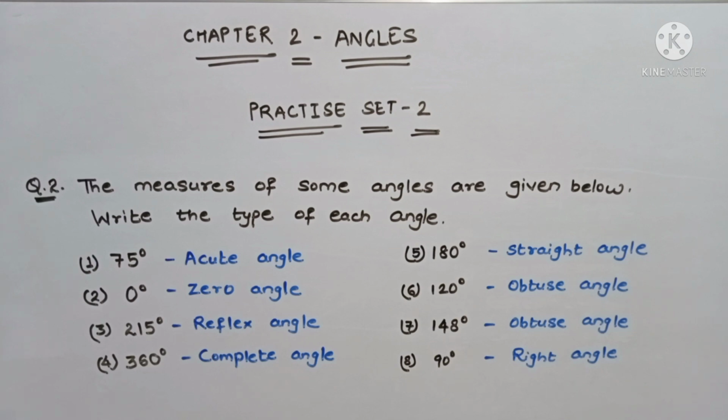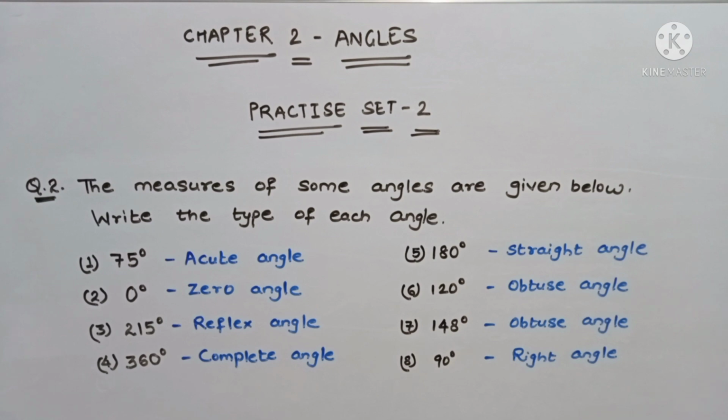Sixth one, 120 degree. So what is 120 degree? It is an obtuse angle. Why is it called an obtuse angle? The angle which is more than 90 degree but less than 180 degree is known as an obtuse angle. That means an angle more than 90 degree, like 91, 92 and so on, but less than 180 degree, up to 179 degree, is known as an obtuse angle. So 120 degree is less than 180 degree but more than 90 degree, so it is an obtuse angle.